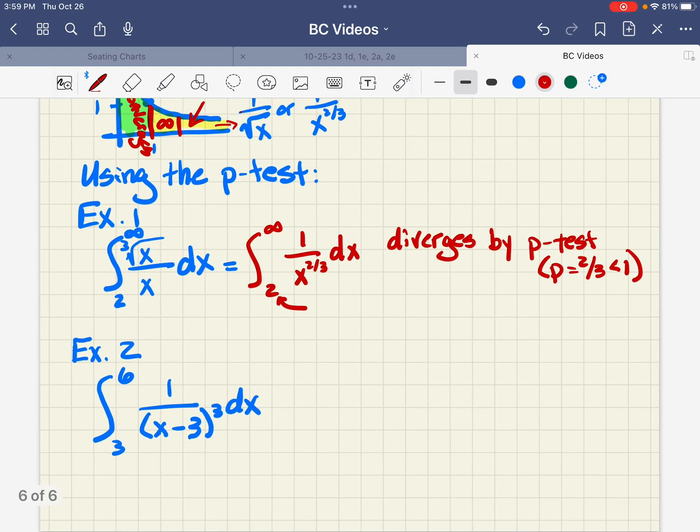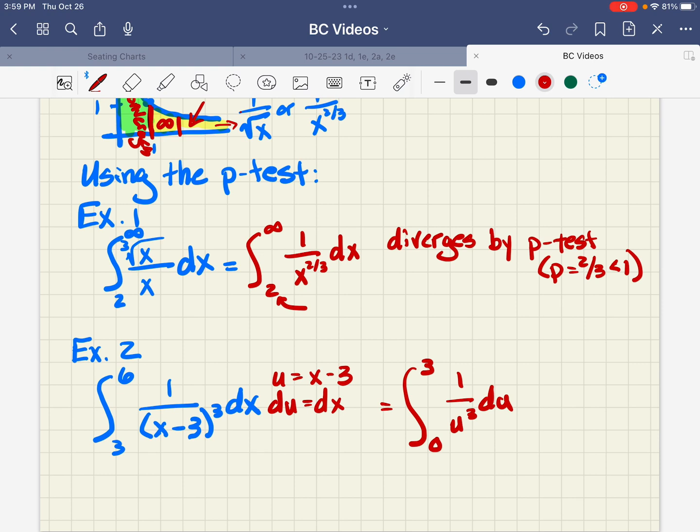Here's another one. Now this one is kind of weird because there's no infinity in the upper bound and there's no 0 in the lower bound. And you're like, oh, bummer, can't do the p-test, but you can. So all you have to do is say, let's make u equal x minus 3. Well then, du is dx, so this is going to be a great u-sub. So it's going to be 1 over u to the 3rd, du. And then all I have to do is update my bounds. So if x is 3, u is 0. And if x is 6, u is 3.